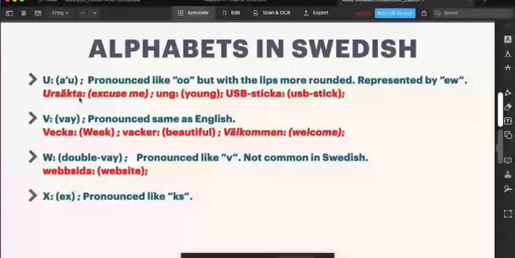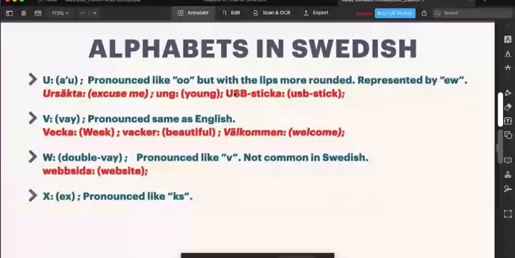You can use it to start conversations. Ursäkta, kan du hjälpa mig? Excuse me, can you help me? And USB-sticka, USB stick. And next letter is V. Vecka, week, vacker, beautiful. And välkommen, welcome.